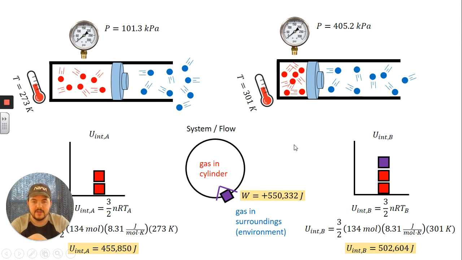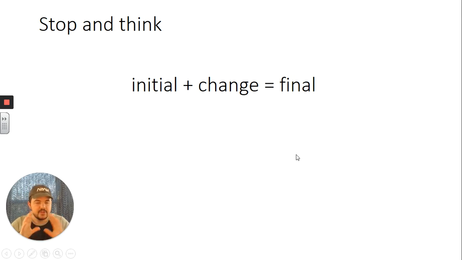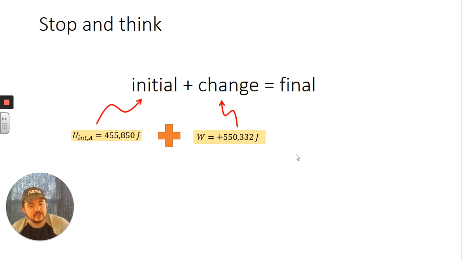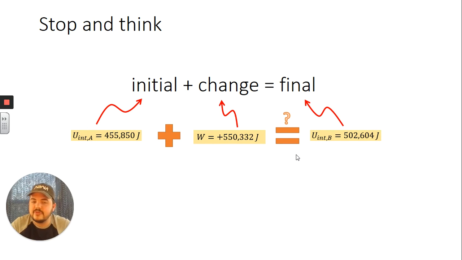Here's another way to think about what I just said. Initial plus change equals final. That's our whole thought process here for using the first law of thermodynamics. The initial energy was that 456,000 joule value. We add in that change we just computed of 550,000 joules. Is that equal to that final value of 502,000 joules or 503,000 joules? No, that does not add up. We're missing something here. We're not done yet.